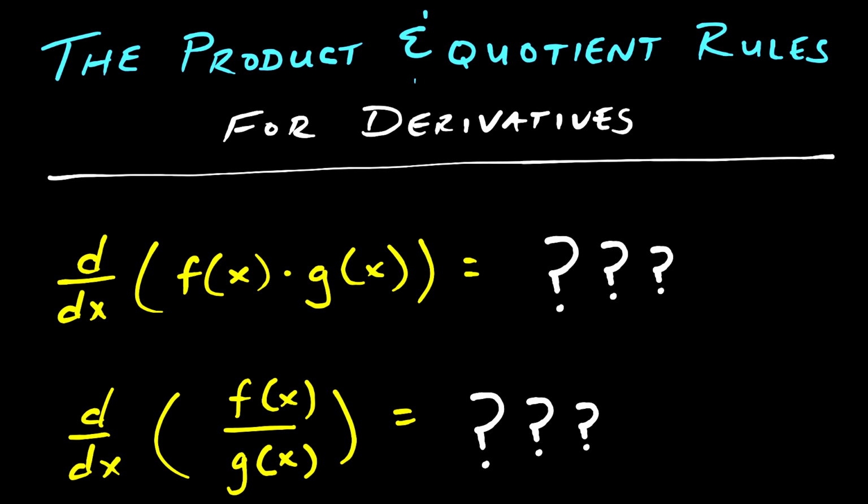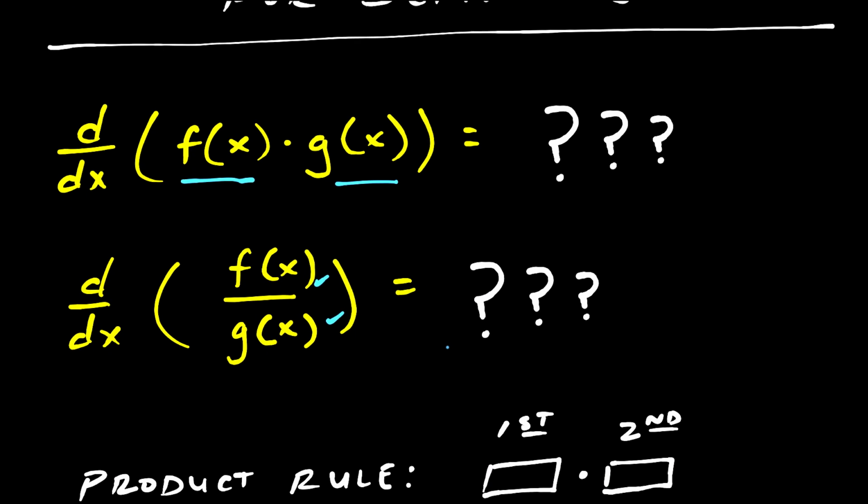In this video, we're going to take a look at the product and quotient rule for derivatives. The product rule is when you're taking the derivative of two functions, we'll say f of x and g of x being multiplied, and we'll figure out what that is in a minute. The quotient rule is when we take the derivative and we see one function being divided by another function. And again, we'll see what that is in a minute.